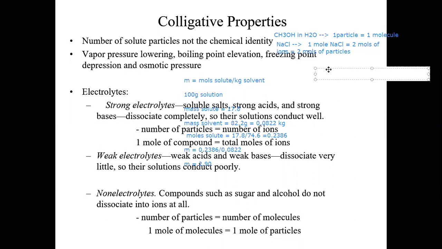Because remember, when you put sodium chloride in water, it's going to dissociate. And so that does affect the colligative properties. And that's why, as we'll see in a little bit, when you add sodium chloride to water, it increases its boiling point, because now you have more particles in solution to interact with the solvent.